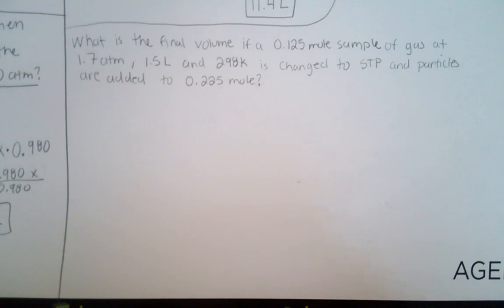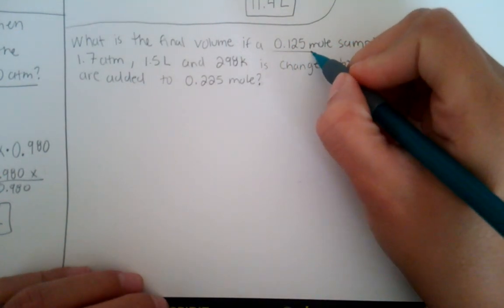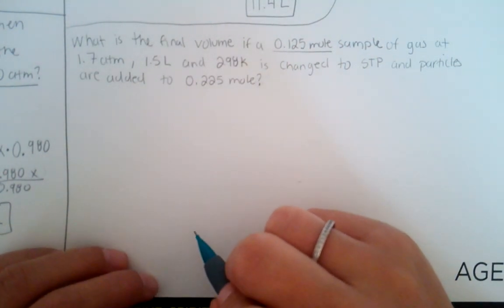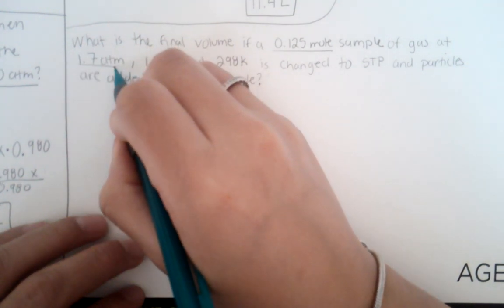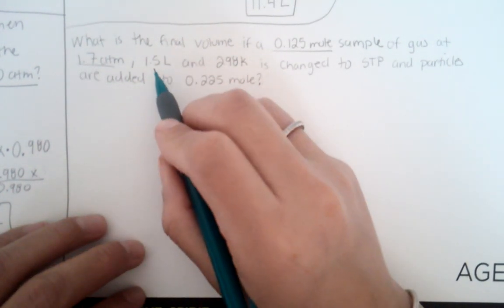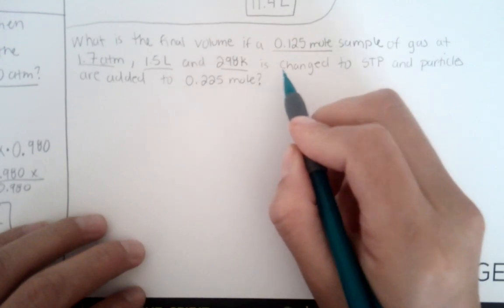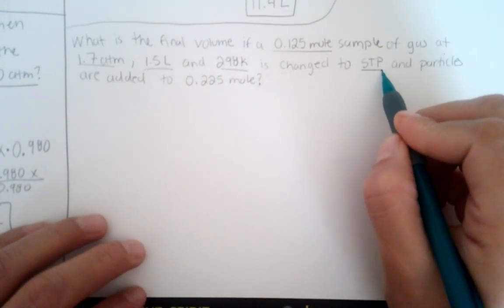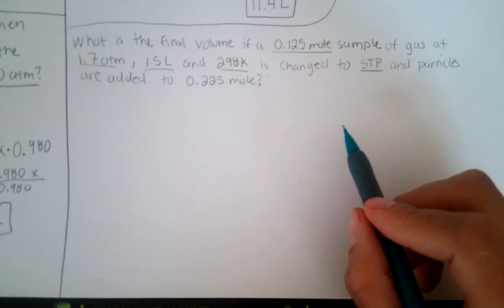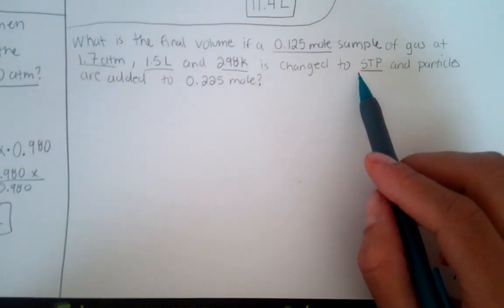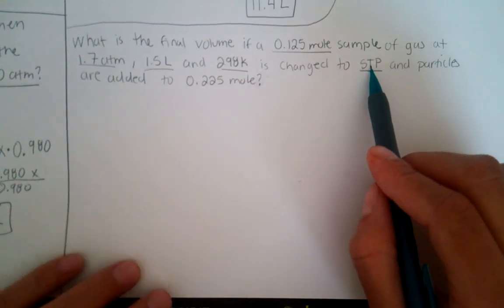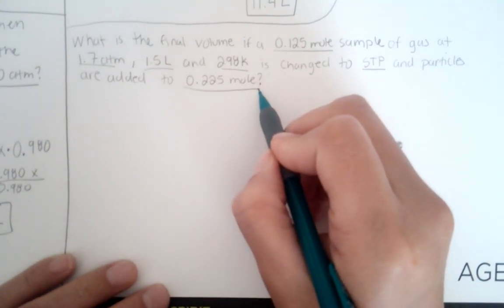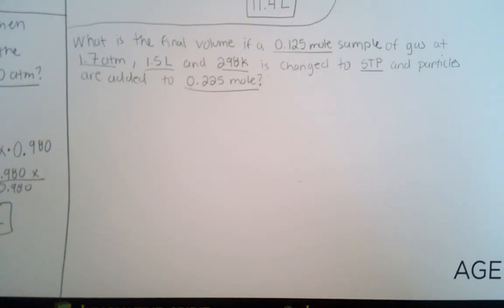So we first always, like I said, underline all the numbers with your units. 0.125 moles, 1.7 atm, 1.5 liters, 298 Kelvin. STP is also one that you're going to want to underline, because STP stands for 2 numbers. If you remember at the beginning of the video, we talked about what STP stands for. And then we have 0.225 moles. All right. So how would this look like for our problem?